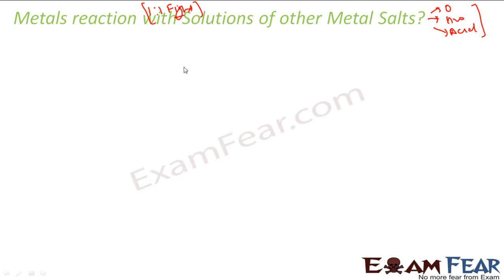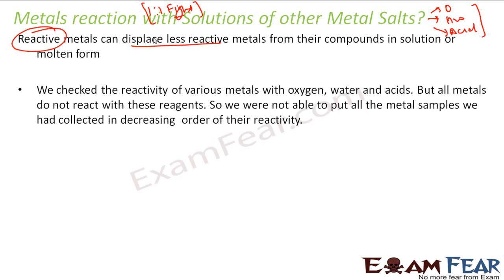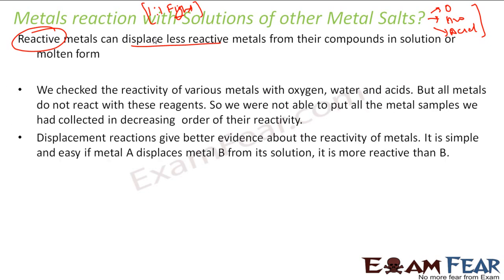So let's react with metal salts. The fact is the more reactive metal will displace the less reactive metal. The stronger metal will displace the less reactive metals from their compound in solution or molten state. As I told earlier, we have used hydrogen, oxygen and acid, but we are not able to determine the reactivity series. So we are using displacement reaction that will give you better evidence of the reactivity.